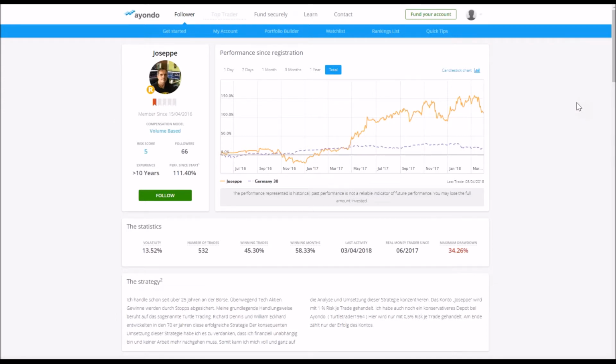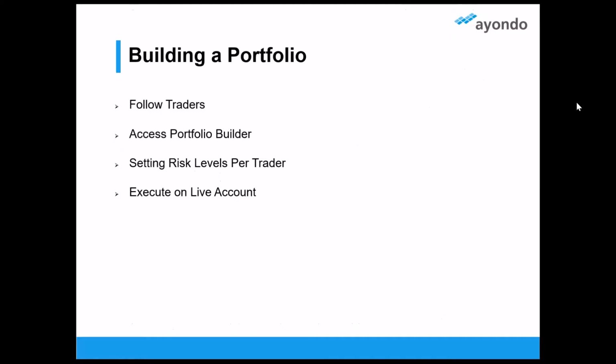Okay, so let's say the next stage now, let's say we've identified some traders we quite like the look of. The next obvious stage is to start following them. So what we're going to do is start following traders. And to do this, we'll access the portfolio builder, we'll set risk levels per trader, and then we execute on a live account.